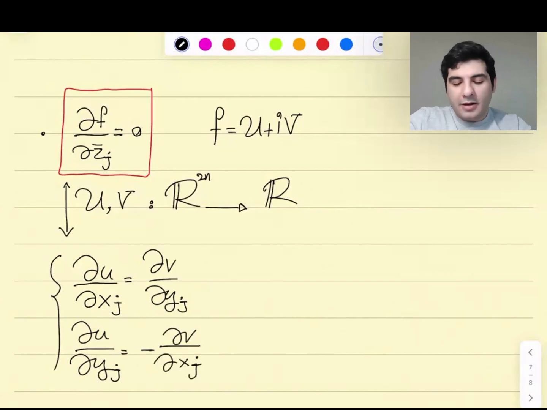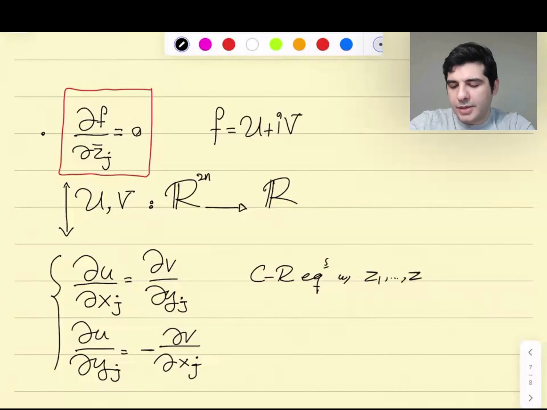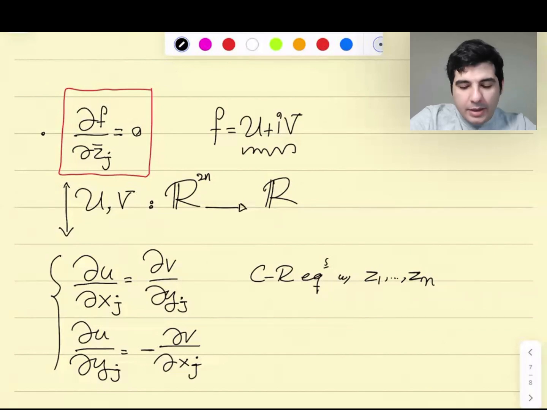So being holomorphic now means the function f satisfies the Cauchy-Riemann equations, but with respect to all of these variables: with respect to z1, with respect to z2, up to with respect to zn. If that's the case, then we would say f equals u plus iv is holomorphic. So now we can go and see if this is a good definition, if this definition implies the function is differentiable in some complex sense, or if this implies the function f is analytic in some sense.